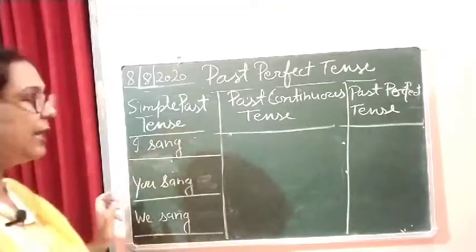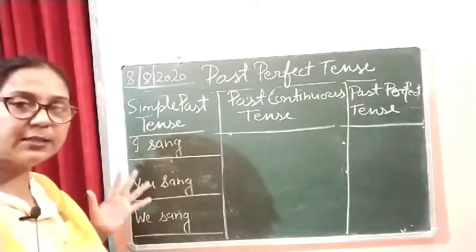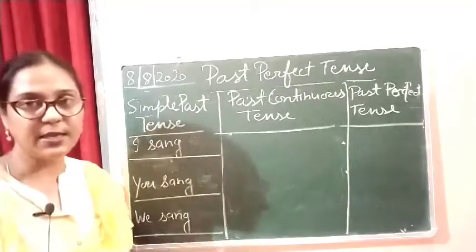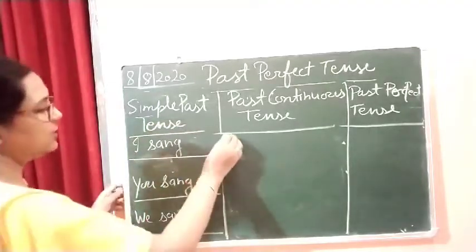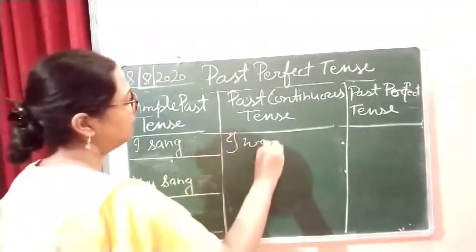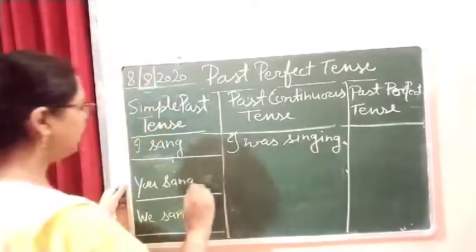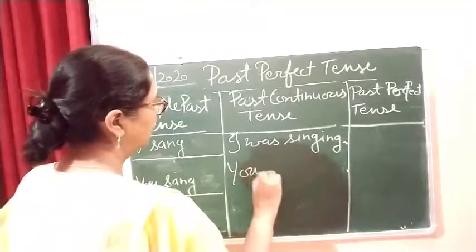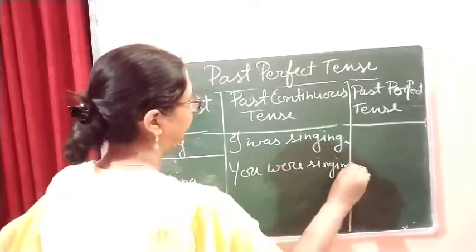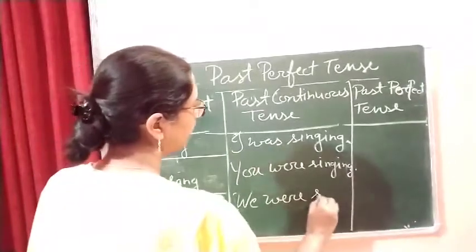Now, I am going to start. Here you can see simple past tense. I have already written 3 sentences. Now I am going to write in past continuous tense. I sang is written over here. In past continuous tense, I am going to write I was singing, and here you sang, you were singing, we sang, we were singing.